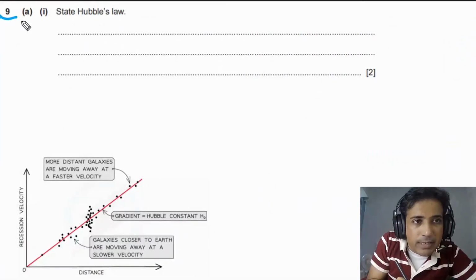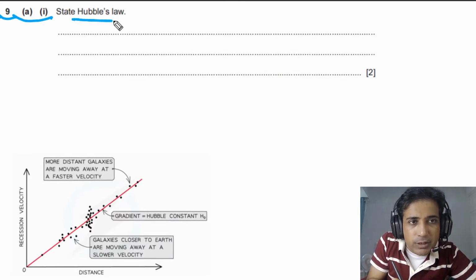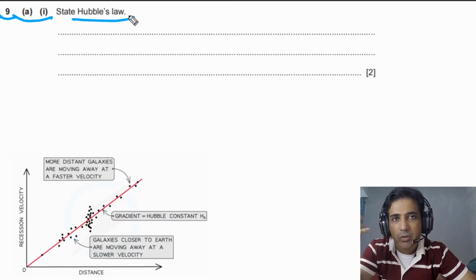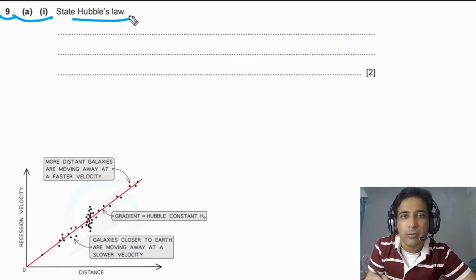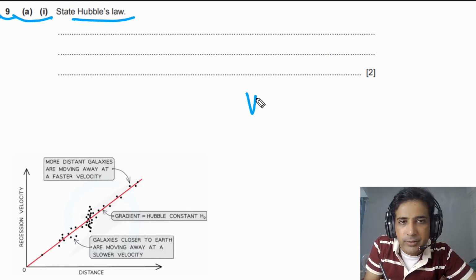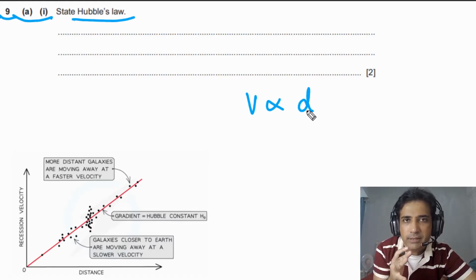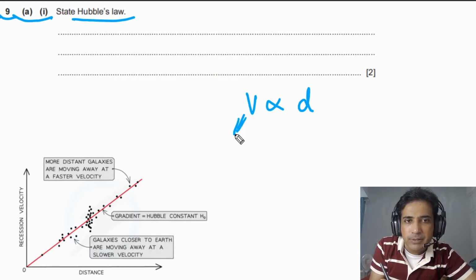For our question number 9, part A1, we need to state Hubble's law. Very common question, what is Hubble's law? Let's try to understand what Hubble's law is. Hubble's law simply tells us the relationship between speed and the distance of galaxies. So now you need to understand what exactly speed is. Speed is the speed of recession of galaxies. So v is the speed of recession of galaxies.